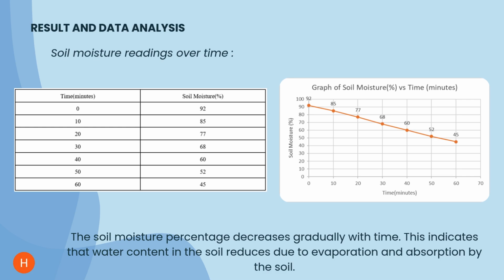So in this section, we're going to discuss the results and analysis. The first one is soil moisture readings over time. This is the table that we obtained from our own experiment and also the graph that we plotted, which is the graph of soil moisture versus time in minutes. From this graph, we can observe that the soil moisture percentage decreases gradually with time. This indicates that the water content in the soil reduces due to evaporation and absorption by the soil.